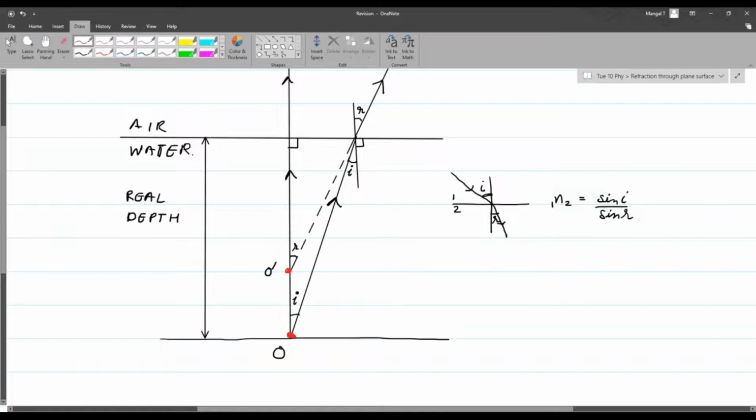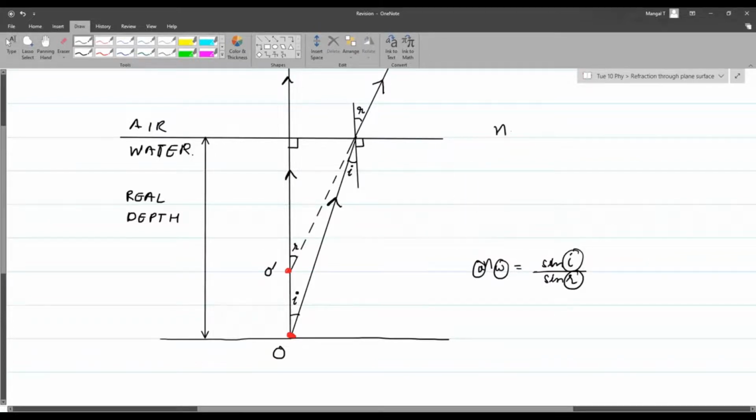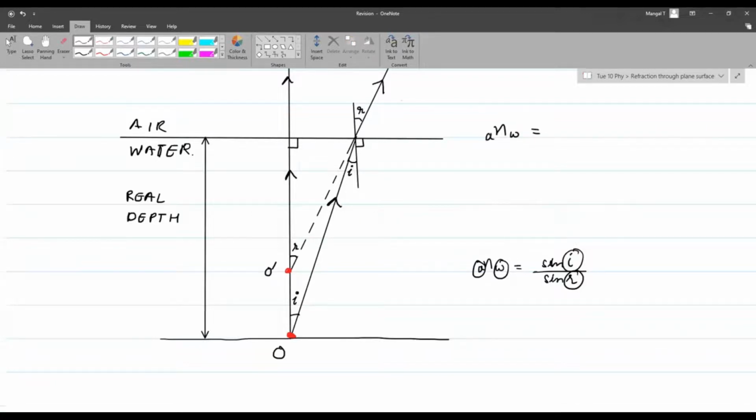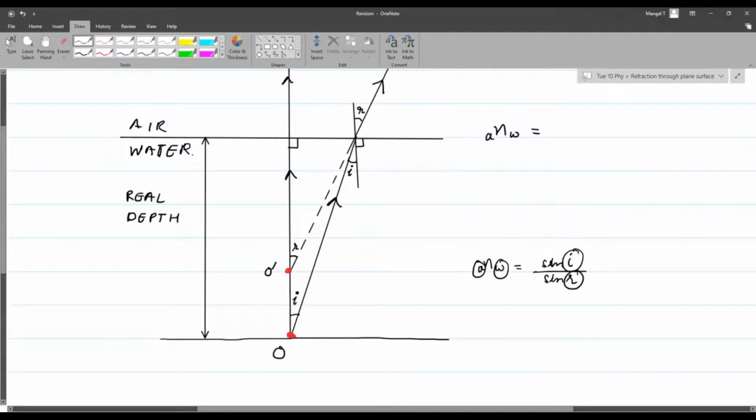Therefore, if you are talking about the refractive index of water with respect to air, this will be sine of i upon sine of r. Now i should be in air and r should be in water. The angle of incidence must be in air and the angle of refraction must be in water. So with this information, if I write down over here, the refractive index of water with respect to air. As I told you, the angle of incidence must be in air.